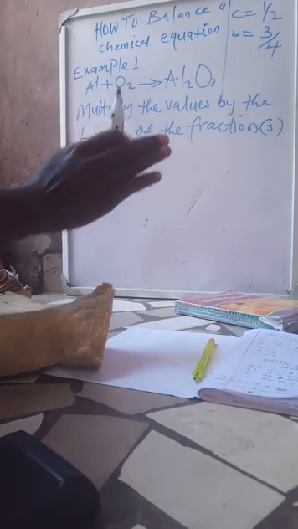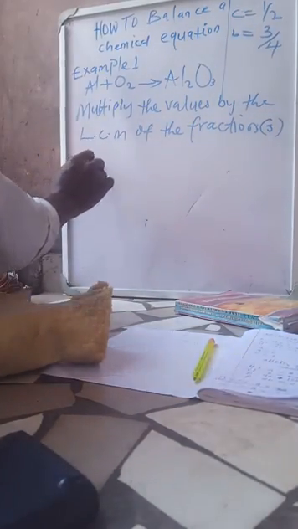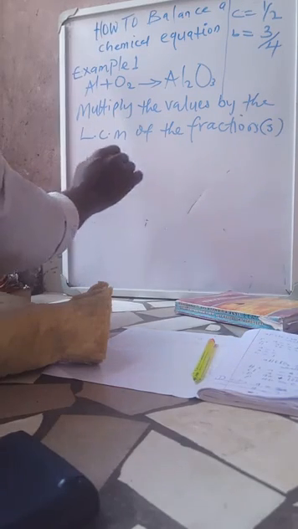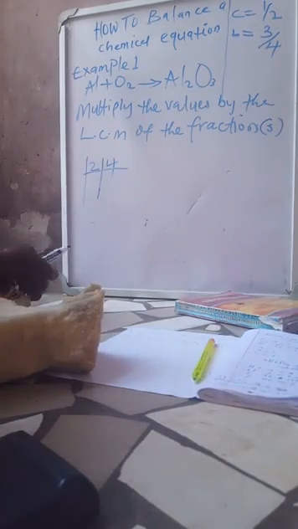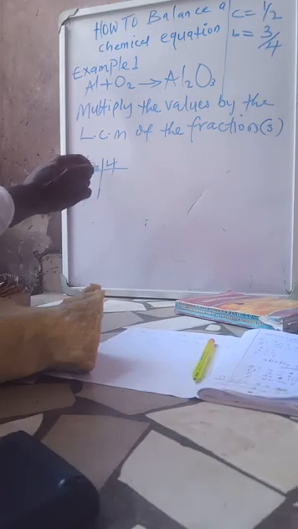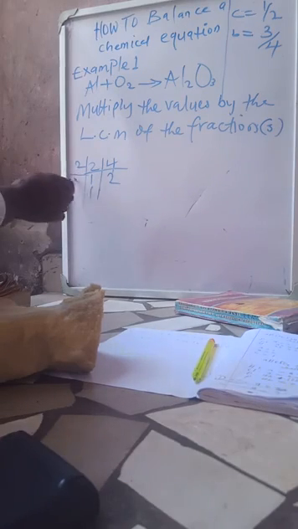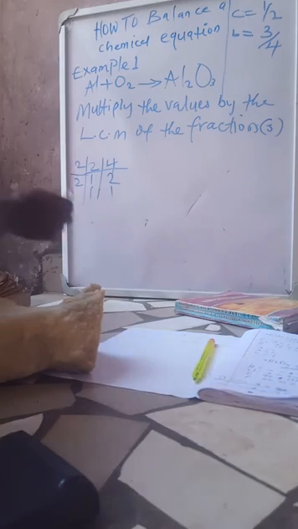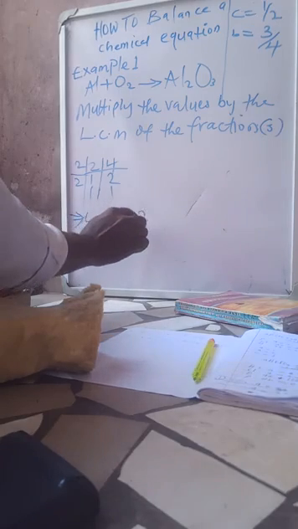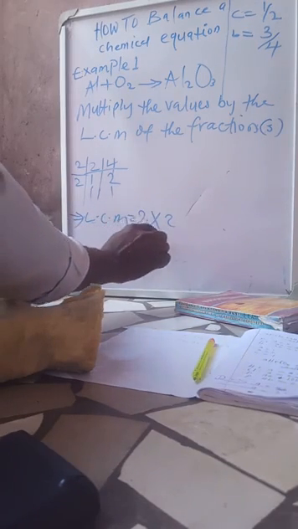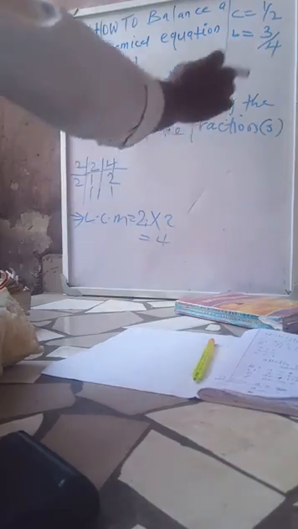Look at how that one is done. We'll look for the LCM of this and this, which is 2 and 4. Yes. The LCM of 2 and 4 is what? We don't know. Let's find out. If 2 goes into 2, we have 1. If 2 goes into this, we have 2. If 2 goes into 1, we put it down this way. 2 goes into this. So we have only 2 times 2. So our LCM is equal to 2 times 2, which is equal to what? 4.